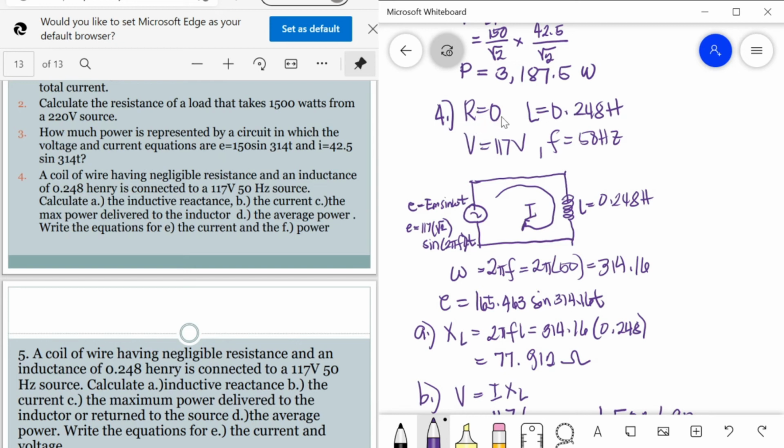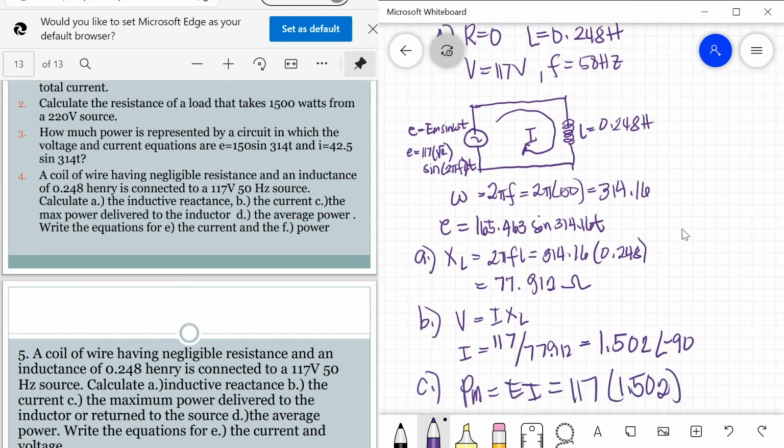Our resistance is negligible and the value of our inductance is 0.248 henries. We have connected 117 volts and 50 Hz frequency. This is our circuit, so this is the inductor, and our instantaneous voltage equation here will be e equals Em sine omega t. Omega is 2 pi f, that is 2 pi times 50, equal to 314.16.